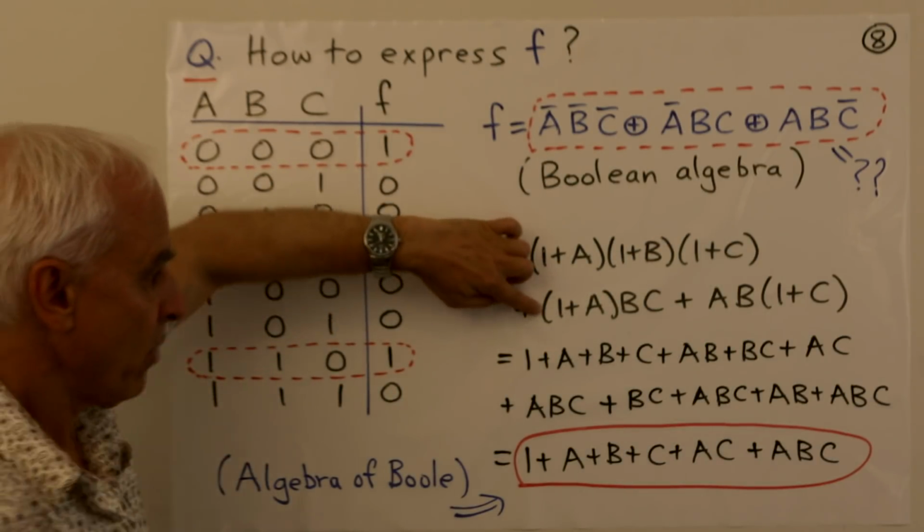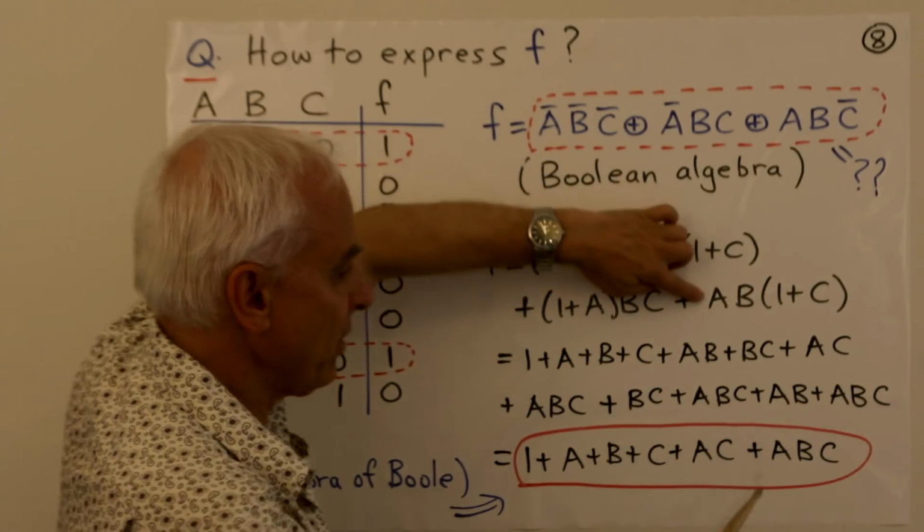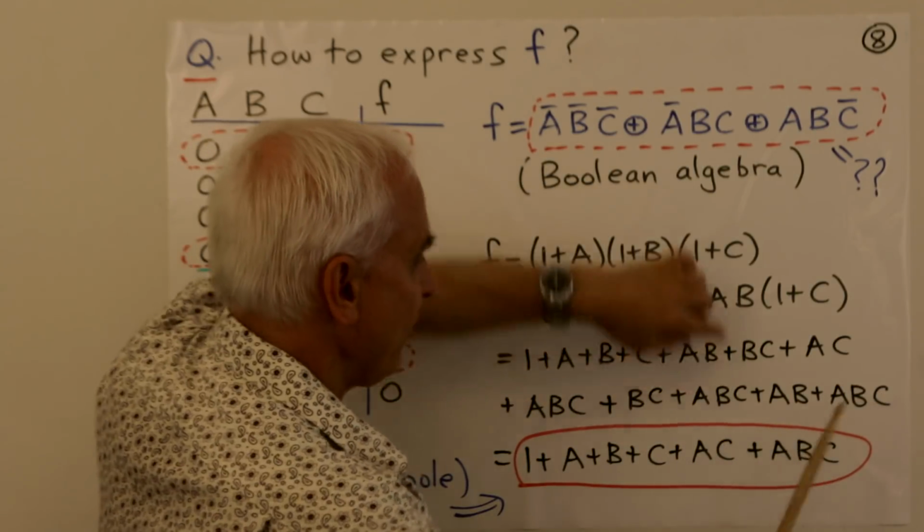And then here we get BC plus ABC. You get those 2 terms. And here you get AB plus ABC.